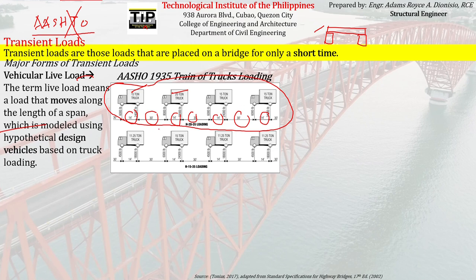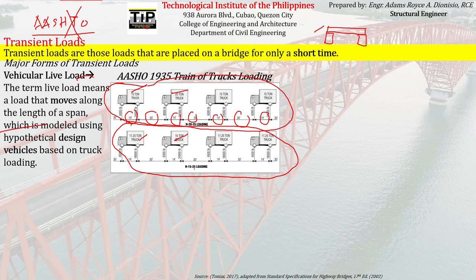We also have other train of truck configuration, which is this. This is what we call the H1535 loading. So, ano yung pinagkaiba ng H1535 loading sa H2035 loading? So, obvious naman dito sa figure kung ano yung pinagkaiba nila. Kanina 15 ton, ngayon 11.25 na lang. Kanina 20 ton, ngayon 15 ton na lang. Okay? So, yun yung main difference between them.